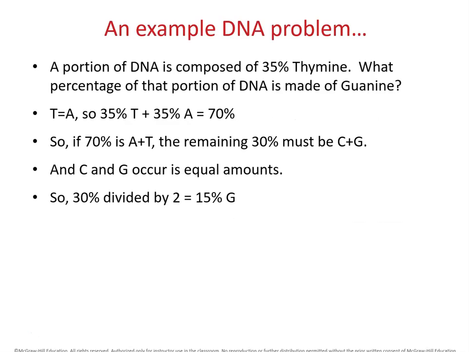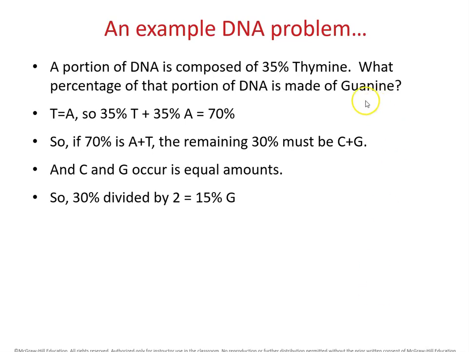But first, this is a very common problem that you're pretty likely to see on an exam, so I wanted to give a quick example of how to think your way through it. Here's how a question might read. A portion of DNA is composed of 35% thymine. What percentage of that portion of DNA would be made of guanine?